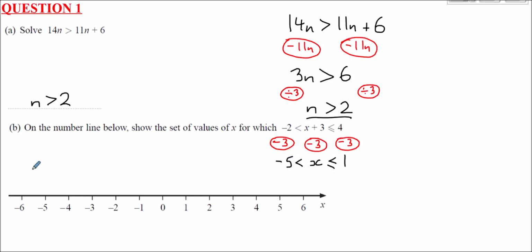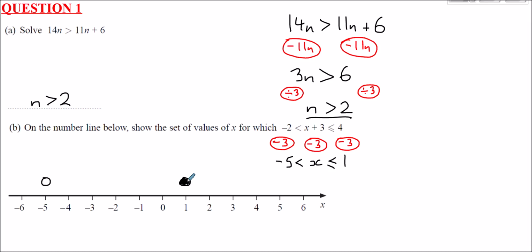So the end number's minus 5, and what we can do first of all is just put a circle above minus 5. We also have a value at 1, so in the same way we can put a circle above 1. Now, less than or equal to 1 means we can also include the value 1. So what we need to do here is colour in this final circle.